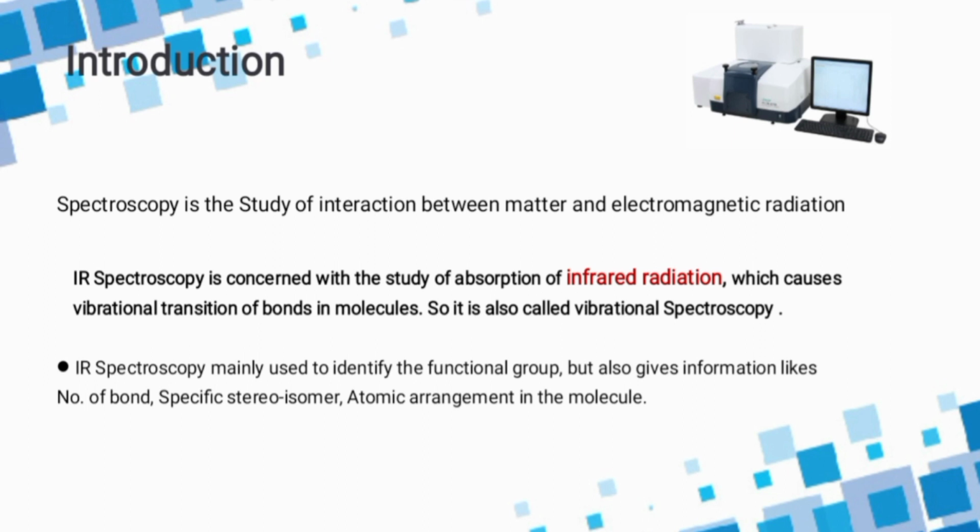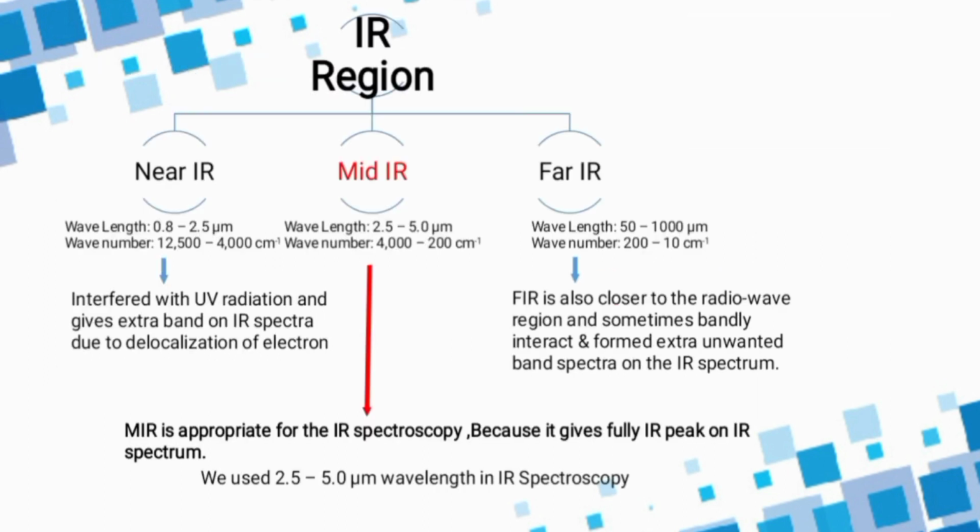What is IR spectroscopy? IR spectroscopy stands for infrared spectroscopy and it is concerned with the study of absorption of the infrared radiation, which causes vibrational transition of bonds in the molecule, so it is also called vibrational spectroscopy. IR spectroscopy is mainly used to identify the functional group but also gives information like number of bonds, specific stereoisomer, and atomic arrangement in the molecules.